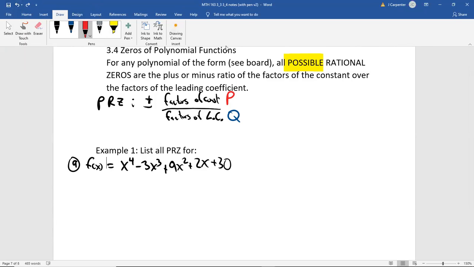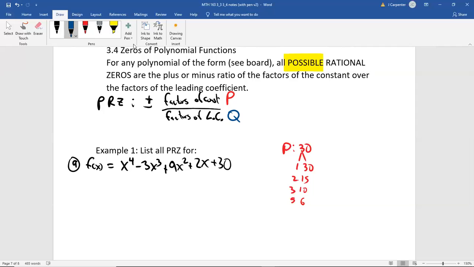So the p is all the different factors of the constant, which is a 30 at the end. So I'm going to do this the same way I like to write my factor pairs. 1 times 30, 2 times 15, 3 times 10, or 5 times 6. You don't have to list them that way, though. You can just list them linearly. You can go in whatever order you like.